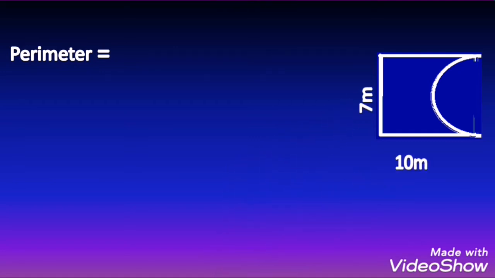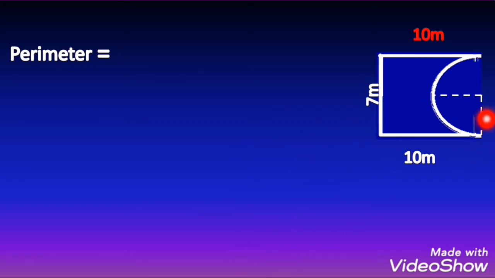Here are the given measurements. Here this side length is given 10 meters and this length is given 7 meters. And here it is not given, but we can see it is opposite to this side, so it can be 10 meters. Now we don't know the length of this arc. So we have to find the length of this arc first, because we have to add all the given sides of the combined shape to find the perimeter of the given combined shape.